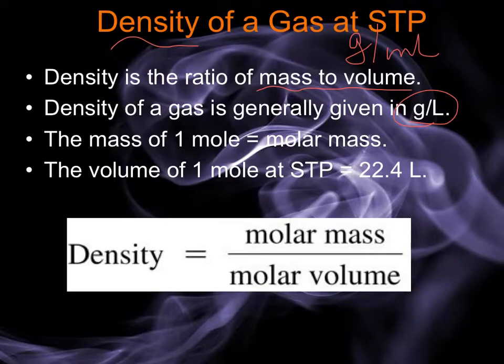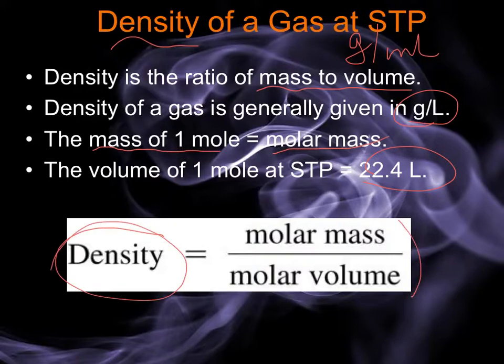The mass of 1 mole of anything is called molar mass, just like the volume of 1 mole of anything is molar volume. Okay? How do you get density? This is a formula you will have to memorize. Density is molar mass divided by molar volume.